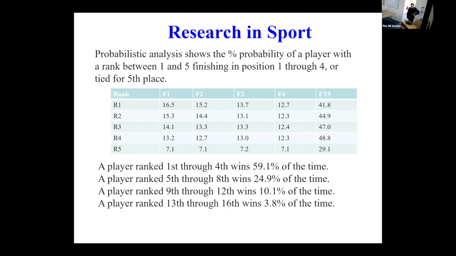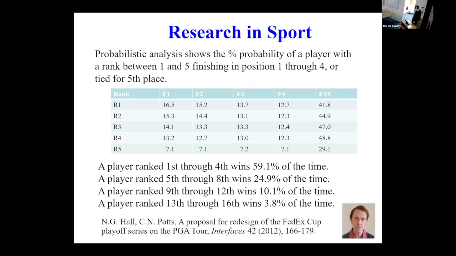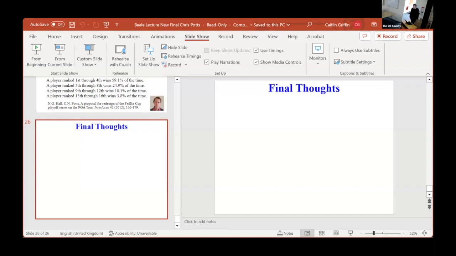Okay, so there are some statistics computed from the table, indicating, based on different rankings, how often they would win the tournament. So if you're in the top eight, then you stand a better chance, and the probability of winning goes down as the ranking gets lower. And this is Nick. We published this paper in Interfaces, and Nick was actually the president of INFORMS between 2017 and 2019.